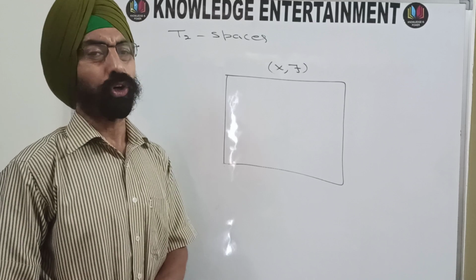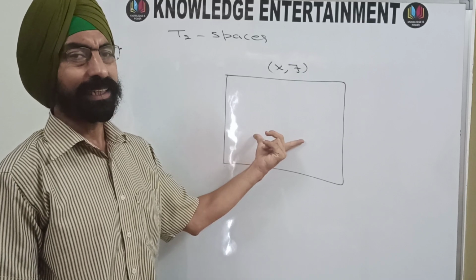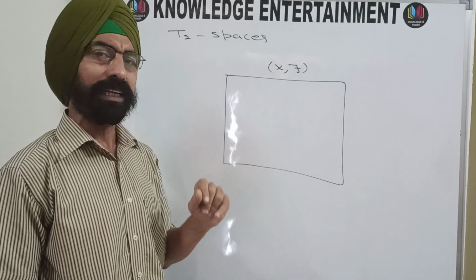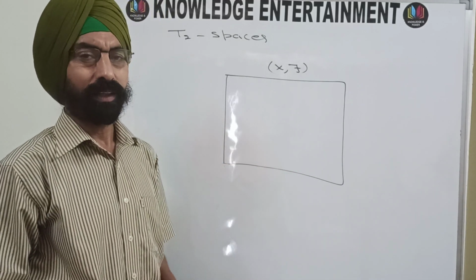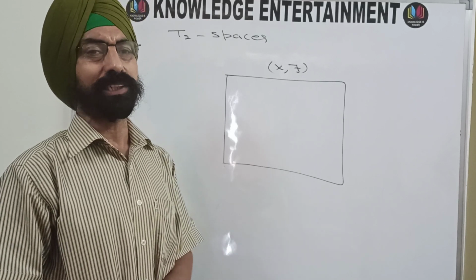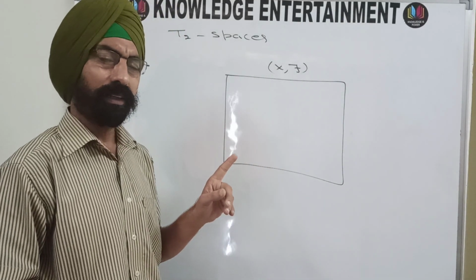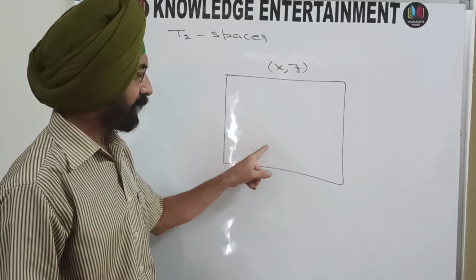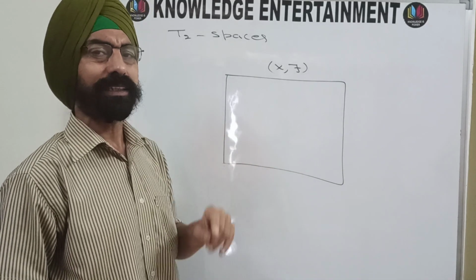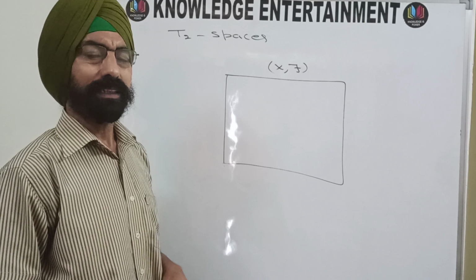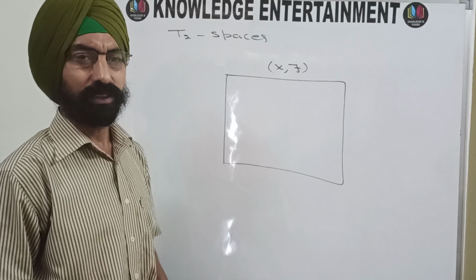When we were studying T0 space, the condition was if you take any two distinct points here, you will either get an open set containing X and not containing Y, or you will have an open set containing Y and not containing X. When we moved on to T1 spaces, the condition changed: for every two distinct points X and Y, you should have an open set G containing X and not containing Y, and an open set H containing Y and not containing X. In T2 space, the condition is the same, but an additional condition is there to define the T2 space.